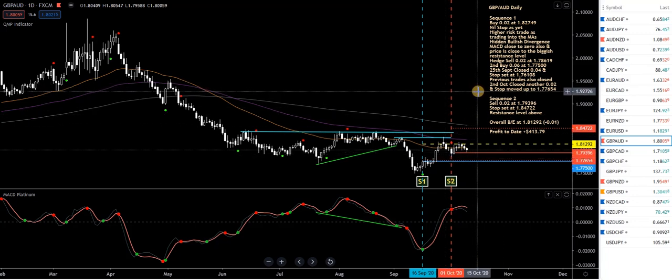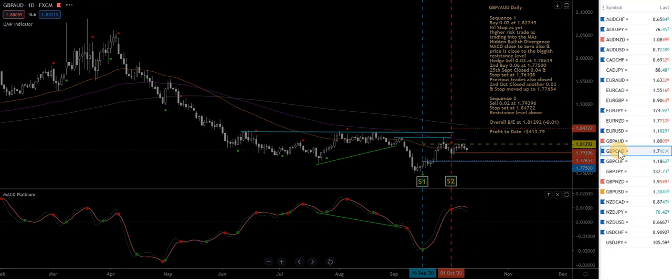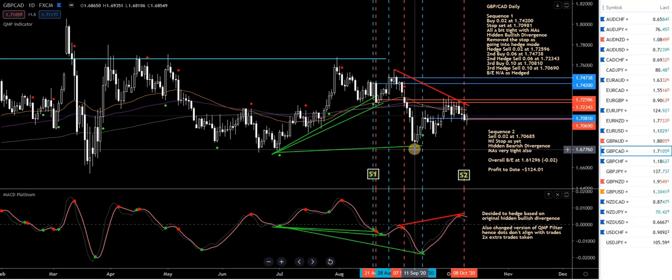Close another 0.02. Yeah, I'll have a look at that. Pound Cad. What are we in here?